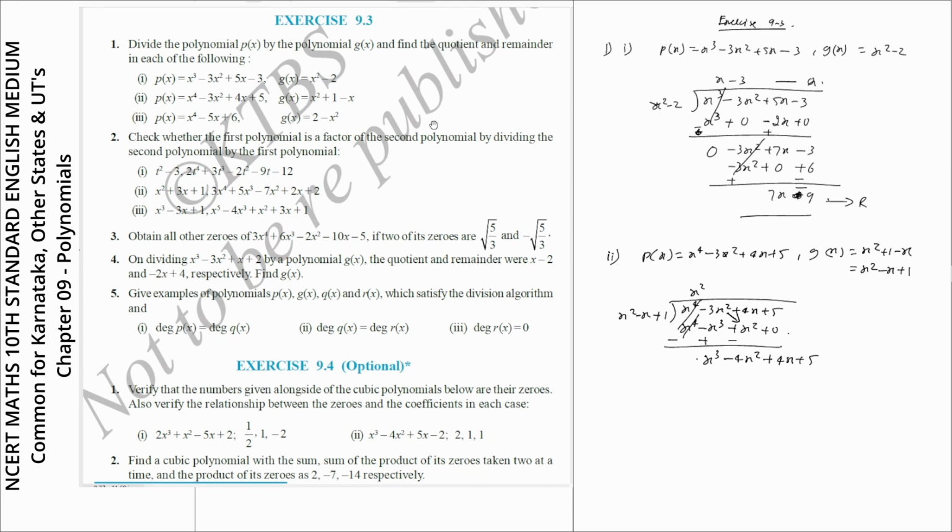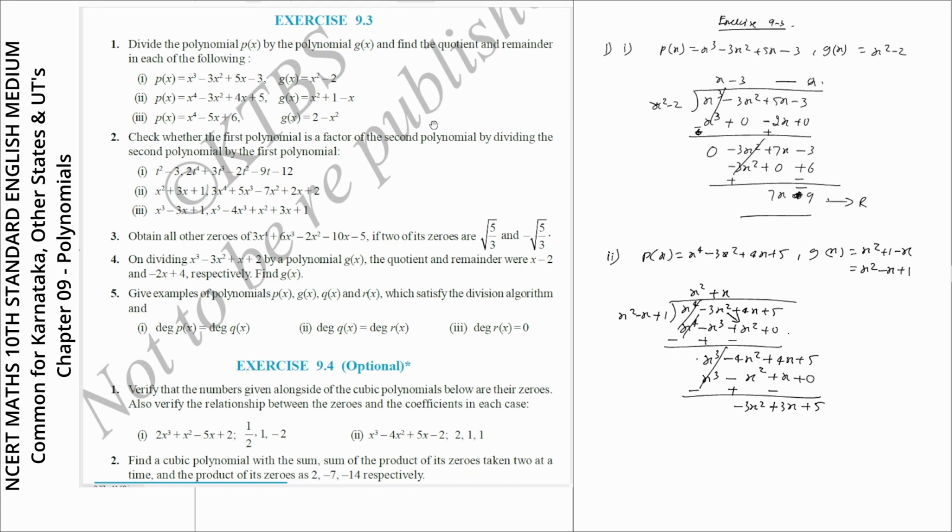Now next, if I multiply by x, then x into x is x cube, then x into x is x square, x into x is x square, and x into 1 is x. So here I'll write 0. So change this sign. So these two will get cancelled. Minus 4x plus x square is minus 3x square. So minus 3x square here, plus 4x minus x is plus 3x, plus 5 as it is.